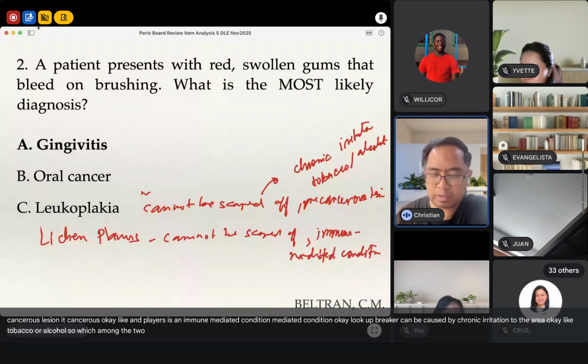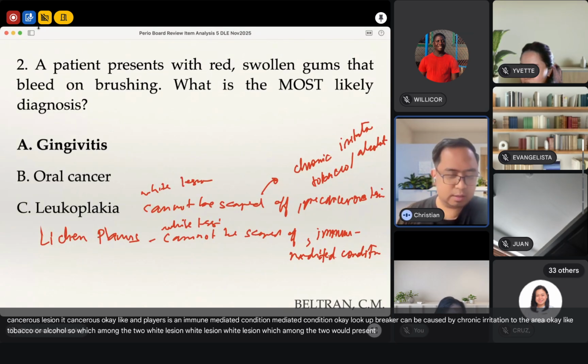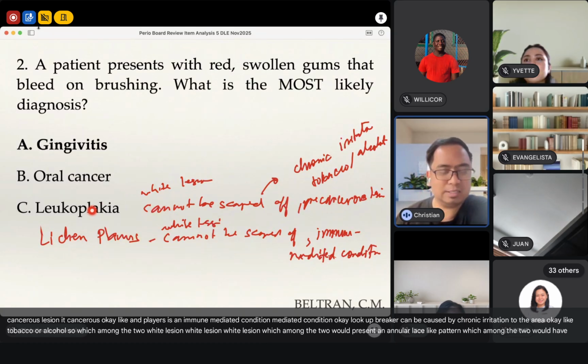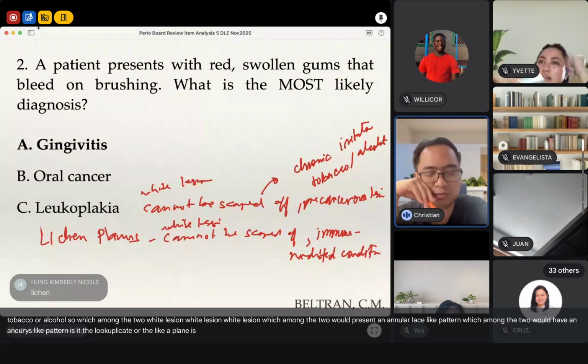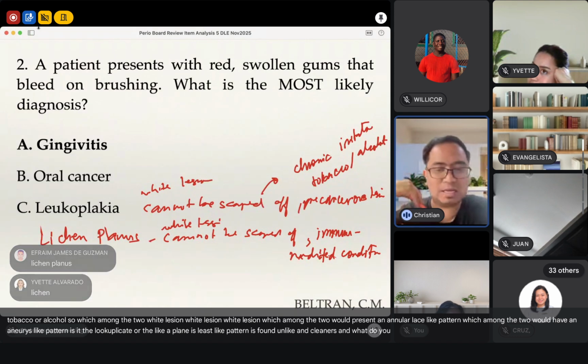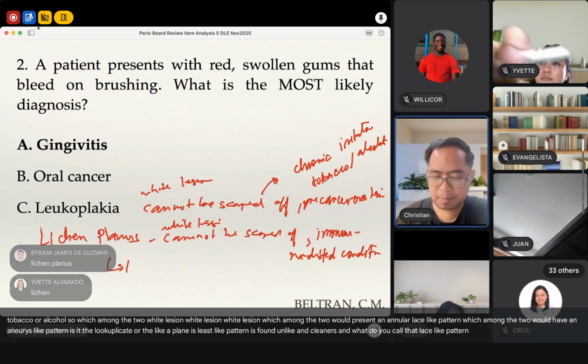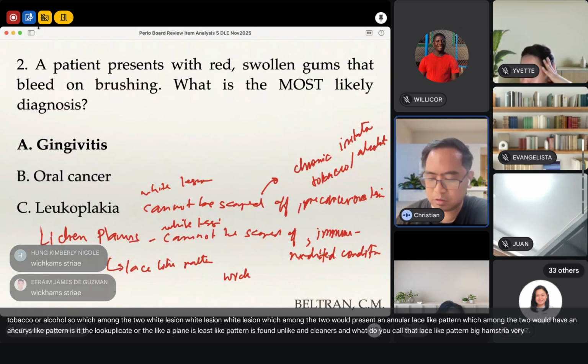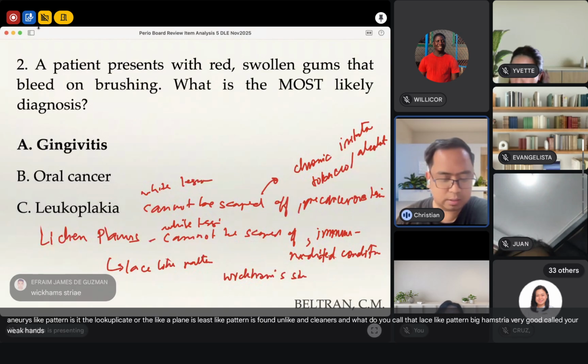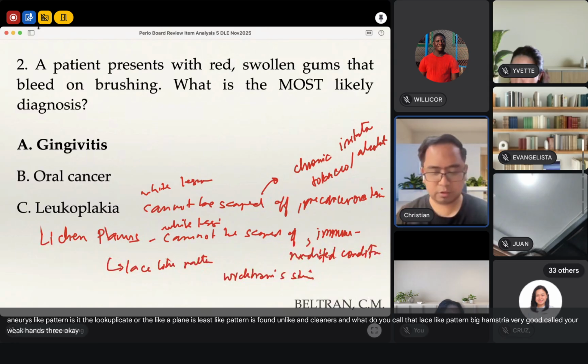Both are white lesions. Which among the two would present an annular lace-like pattern? Is it the leukoplakia or the lichen planus? Lace-like pattern is found on lichen planus. And what do you call that lace-like pattern? Wickham's striae, very good. It's called your Wickham's striae. So you need to remember this one, right?